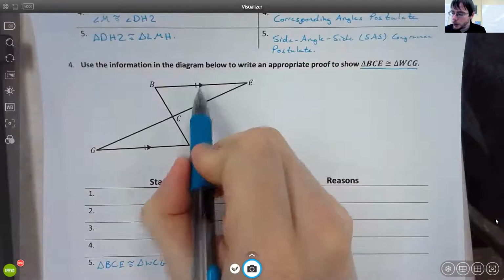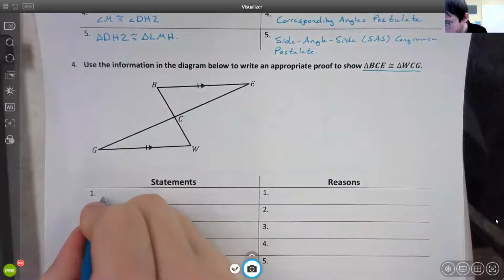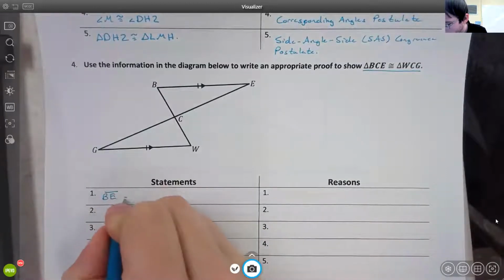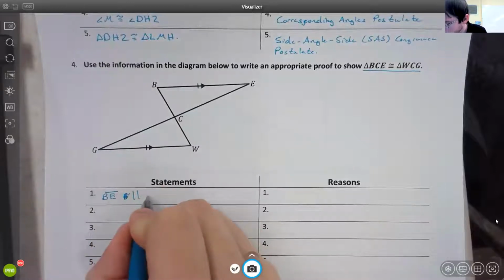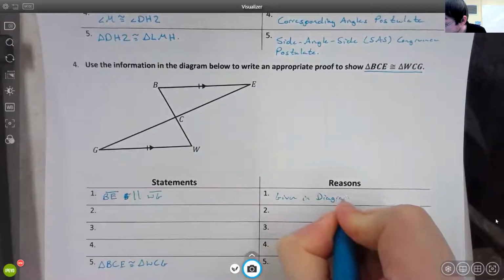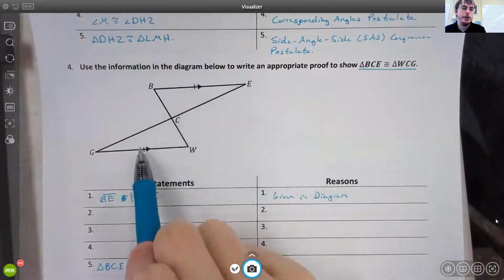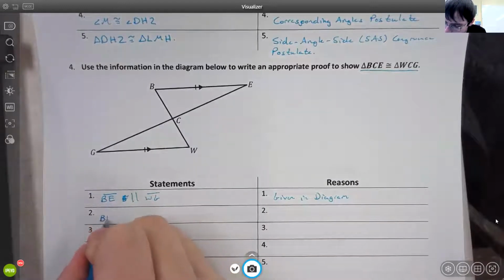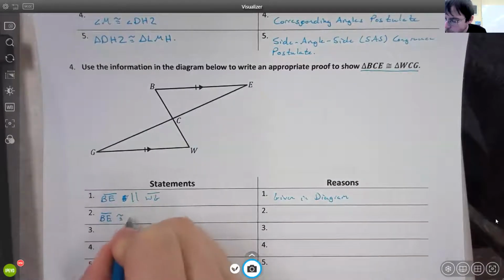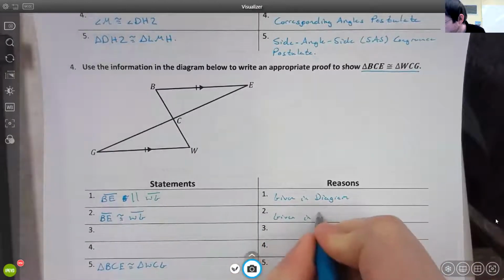So if you look, we have some triangles on the diagram. So that means that these two line segments are parallel. So BE is, not congruent, is parallel to WG. This is given in the diagram. We also see that both BE and WG have a congruency mark. They have one congruency mark each, so that means that BE is congruent to WG, given in the diagram.